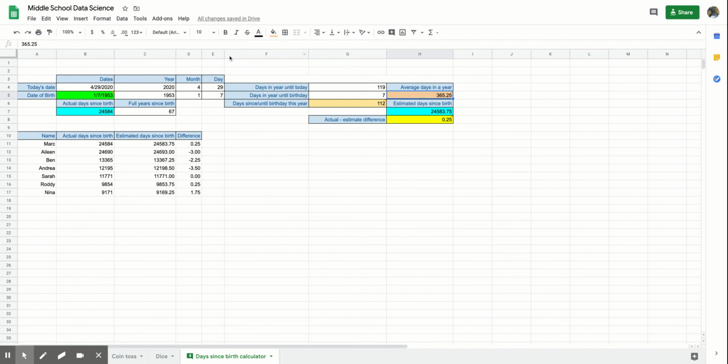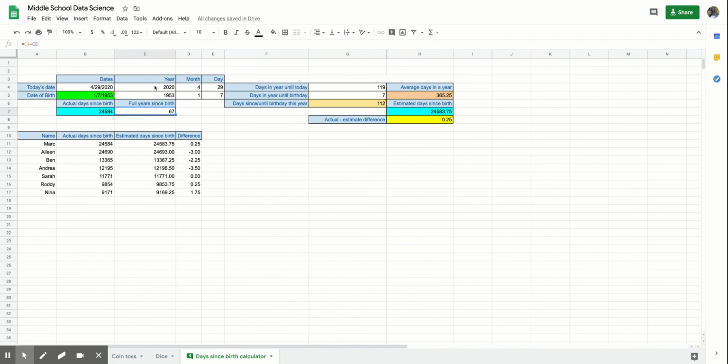So what I've done here is I've put in 365 and a quarter, and that's the average days in a year. And finally, I want estimated days since birth. So that's a formula where I've got C7, which is the number of years.